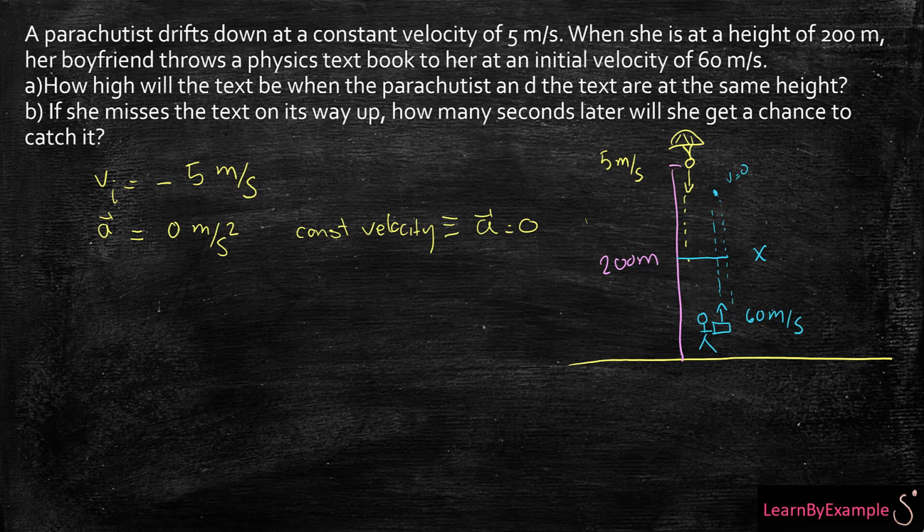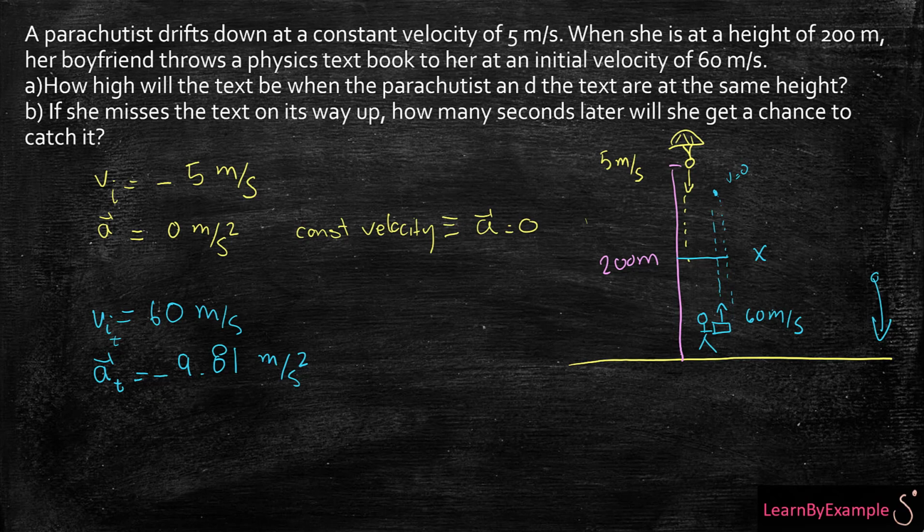Okay, so now that we know that, I'm just going to write down what I know for my textbook. My textbook is going upward, so the initial velocity for the textbook is going to be positive 60 meters per second. Now, since the velocity of my book is just going to go up and come back down, and it's changing because of the acceleration of Earth, the acceleration of my textbook would be negative 9.81 meters per second squared, and because it's going downward, I'm going to consider the negative sign here.